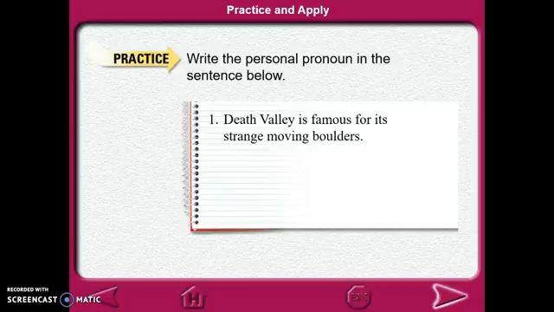I want you to write these down in your notebook to go along with it. I'm going to give you the answers, but I'm not going to actually write anything or circle anything on here because my pen doesn't work on this particular slide. So the instructions say write the personal pronoun in the sentence below. What I want you to do is write down the sentence, and then circle the personal pronoun. Okay, Death Valley is famous for its strange moving boulders.